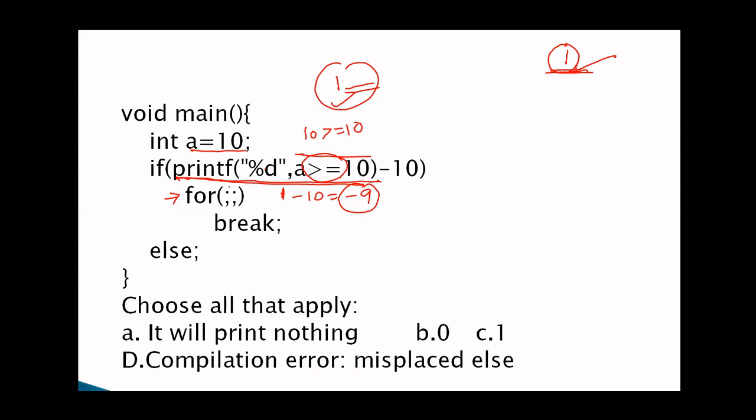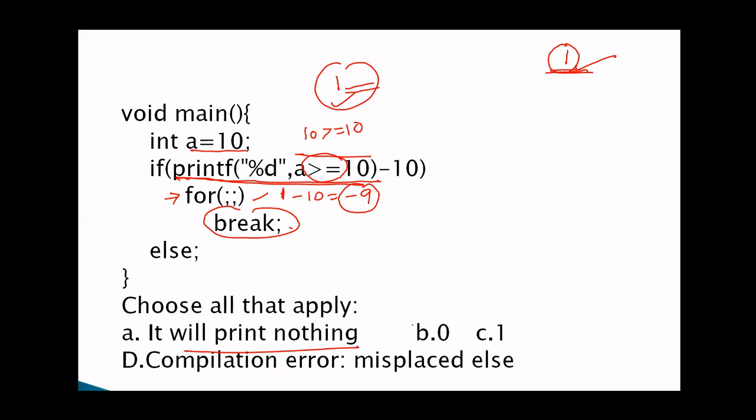Within the for loop, no initialization, no condition, no updation is completely valid. We can write break also. Simply if you write break, it comes out of the loop. So no statement is printed right now. Simply it will print nothing.